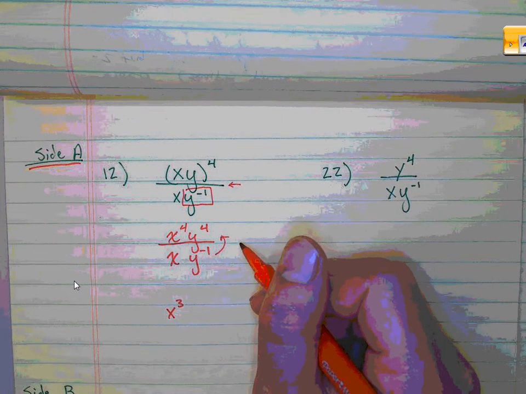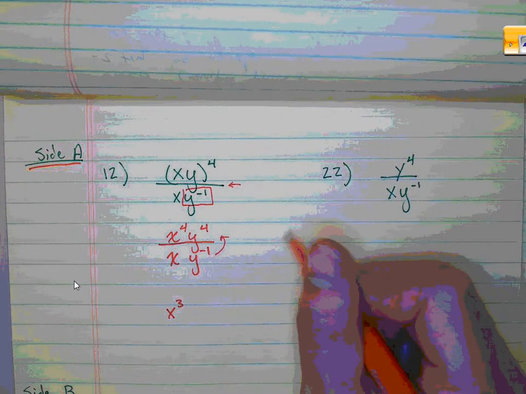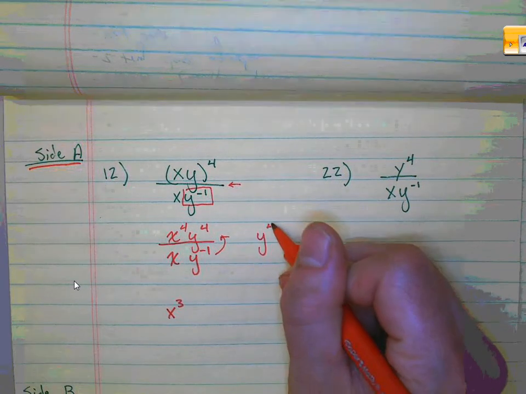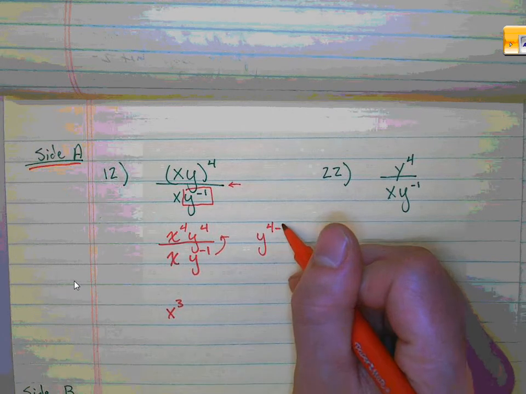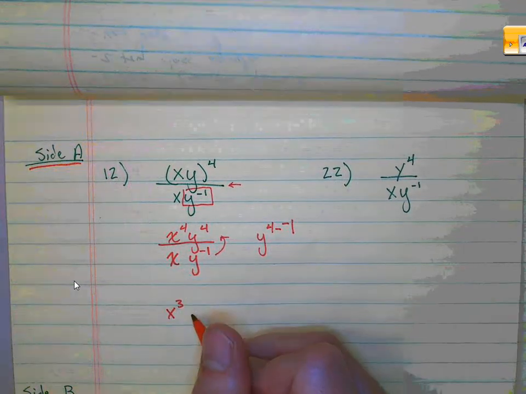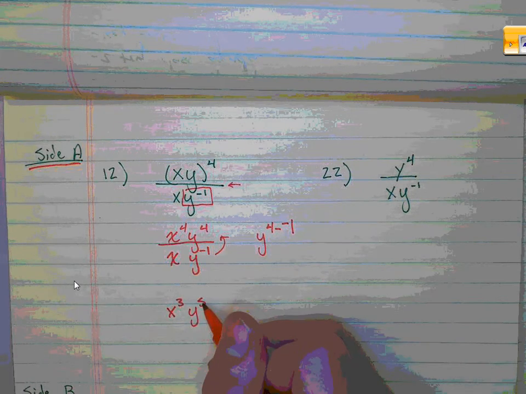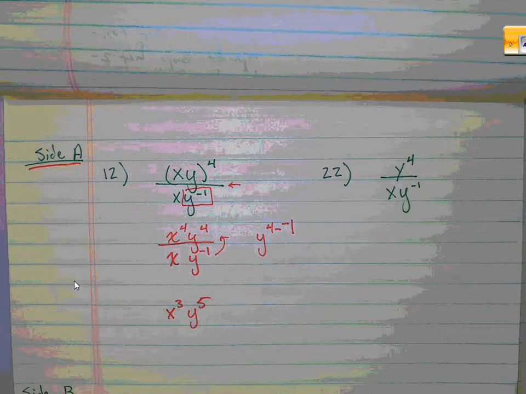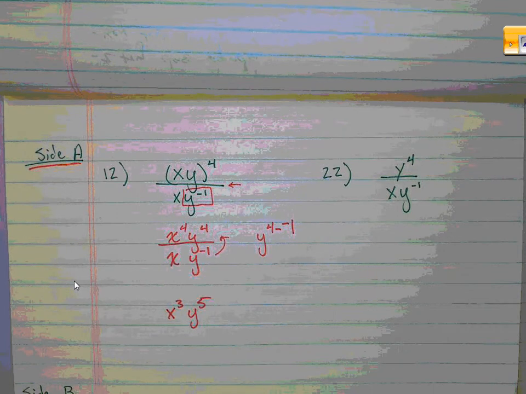So that's one thing to think about. And then we've also learned this rule that says that the new power should be the numerator power minus the denominator power. Any way you slice it, you are going to end up with 5 total. So the answer to that one, x cubed y to the 5th. X cubed times y to the 5th.